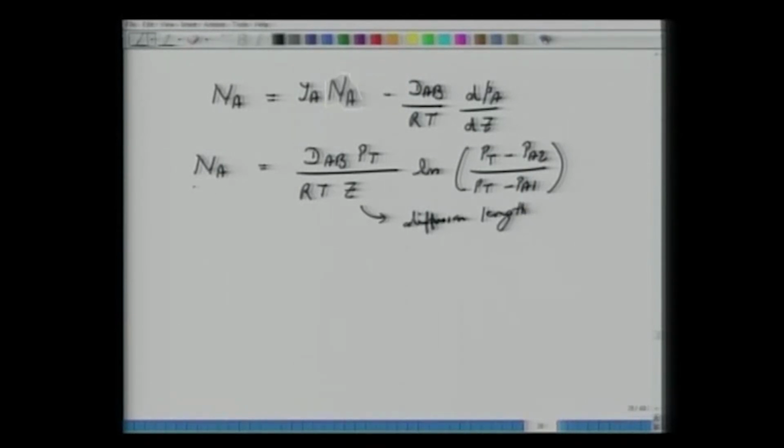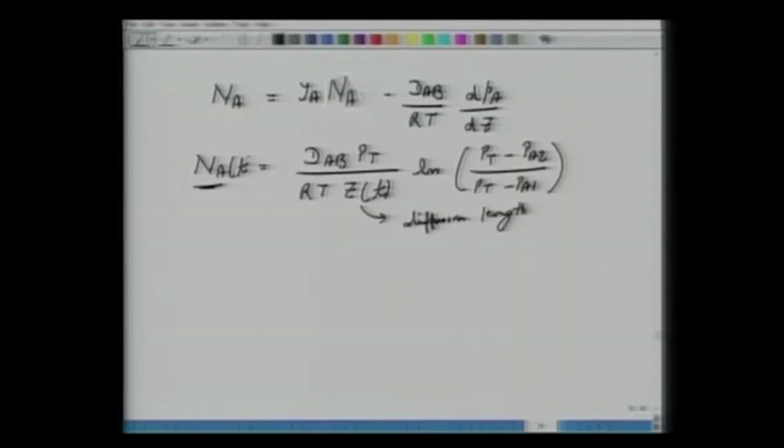Now look at this problem. We obtain this expression for a steady state, so that means diffusion flux Na does not change with time. And here we see that Na depends upon Z, but Z itself is a function of time, which means Na is also a function of time, because all the rest of the quantities are fixed. Pt, Pa2 we can assume 0, Pa1, the partial pressure of A, is nothing but the vapor pressure of ethyl acetate, temperature is fixed, all quantities are fixed. If Z changes with time, Na will also change with time.